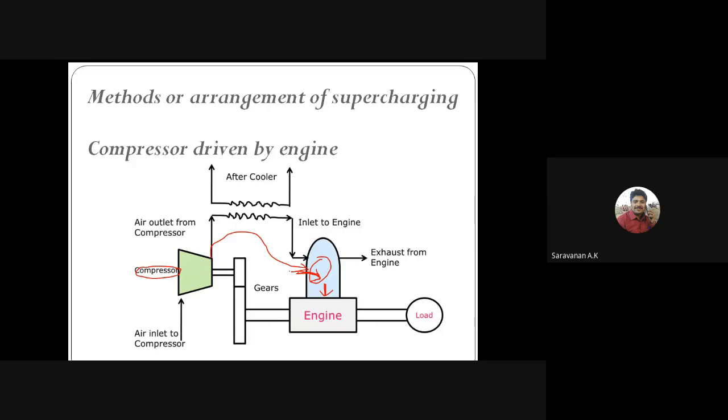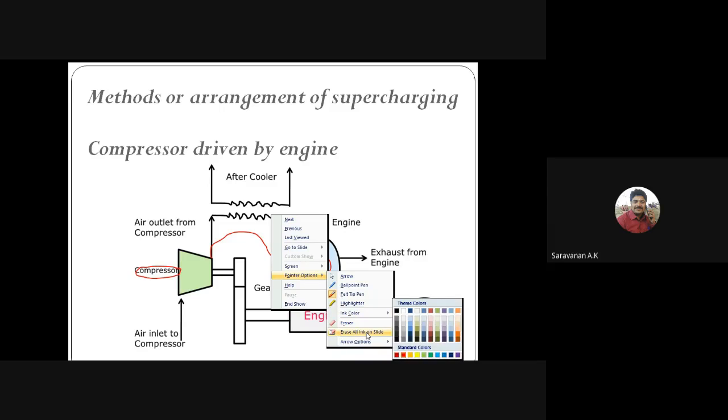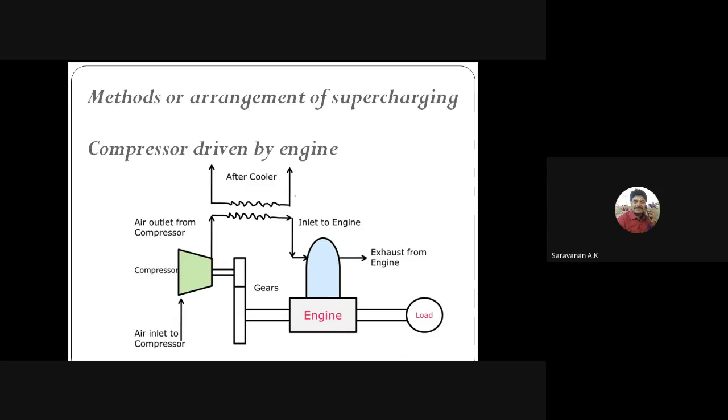So we are introducing one cooler here, right? We have to cool the air, but at the same time we are not compromising the pressure. If the pressure is reduced, what will happen? The density also reduces, so it will not improve the efficiency of the engine. So we have to supply into the engine the same pressure which is generated by the supercharger.